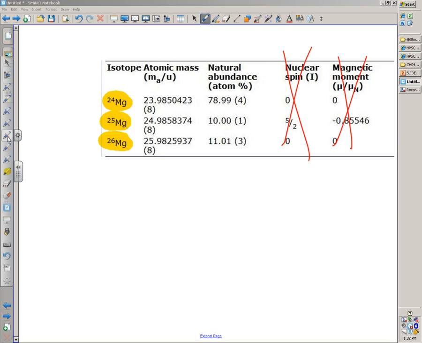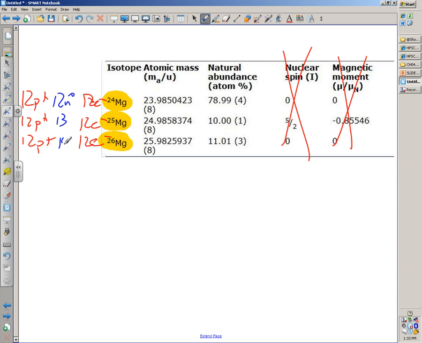The fact that they're all magnesium should tell you something, right? Emily? They all have 12 protons, and they all have 12 electrons. And that makes the difference the number of neutrons, right? Emily, how many neutrons does magnesium 24 have? 12. This has 12 neutrons, this one has 13, and this one has 14.